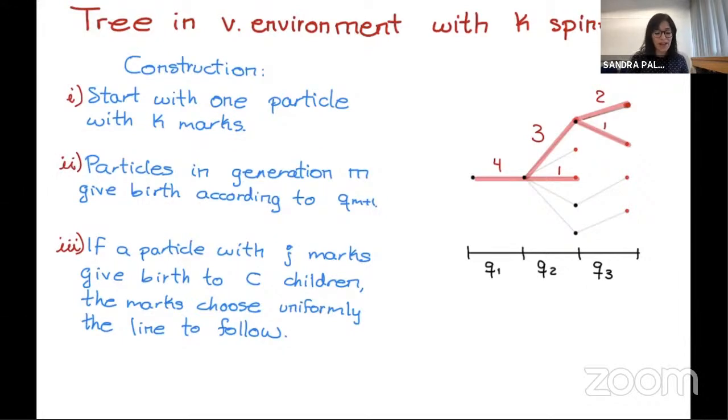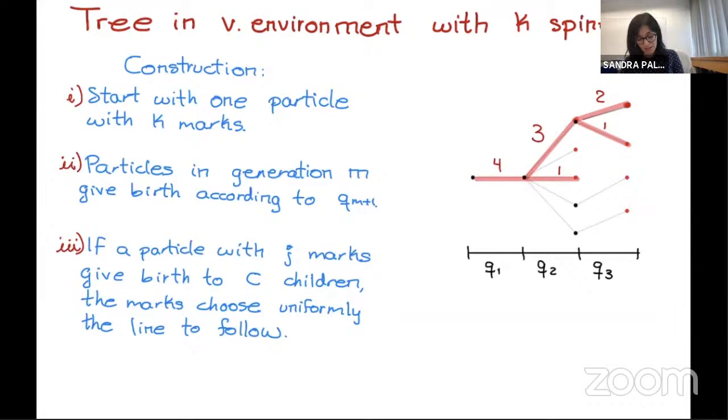And then if a particle has J marks, and gives birth to C children, then the marks will choose uniformly from the lines to follow. In my picture, I start with one individual, this one, the root, and it gives birth accordingly to Q1. And in this case, it only gives birth to one individual. And this root has 4 spines. Since I only give birth to one individual, the 4 spines go to this individual.